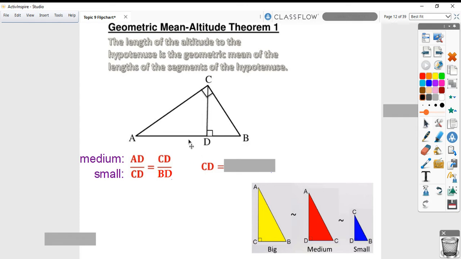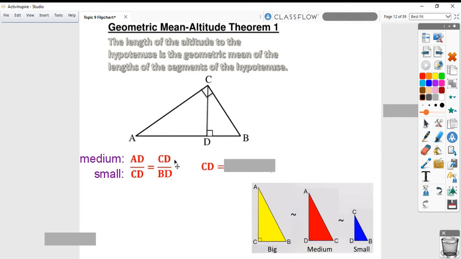Now we know that these triangles are similar. We know that the medium and the small triangle are similar to each other. So if we look at the ratio of the long leg on the medium triangle compared to the long leg on the small triangle, that's the same ratio as the short leg of the medium triangle to the short leg of the small triangle. Since these triangles are similar, this has to be true. This proportion is constant across both of the triangles.